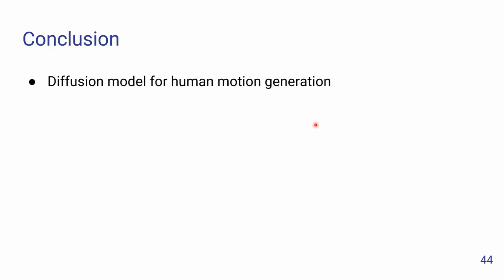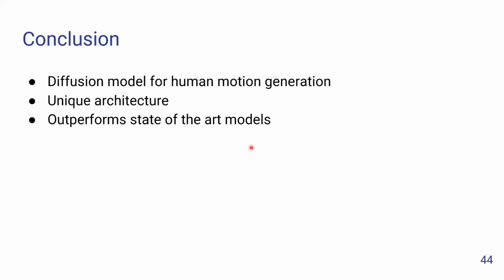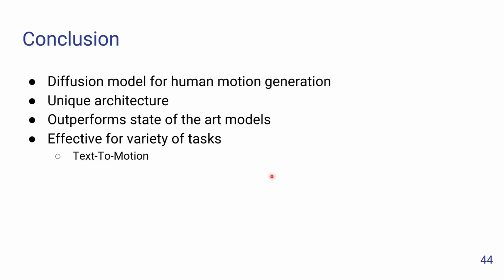So moving on to the conclusion, this paper introduces a model for human motion generation, and the architecture is novel in the sense that the previous implementations of the diffusion model have relied on a unit backbone, while this one uses a transformer encoder. And it performed better than some of the state-of-the-art models when evaluated on different criteria, as discussed by Stefan. And the model introduced in this paper is effective for a variety of tasks like text to motion, action to motion, and motion editing.